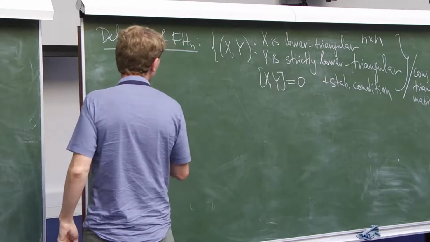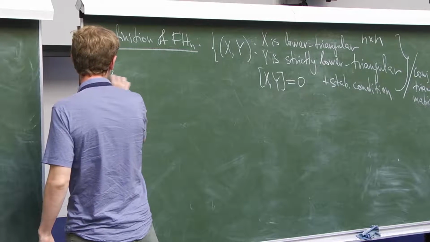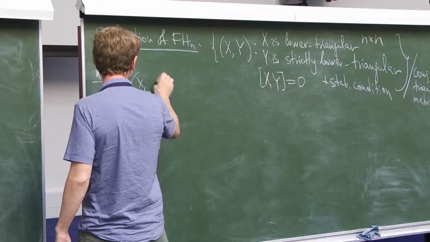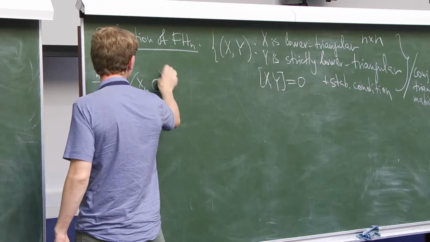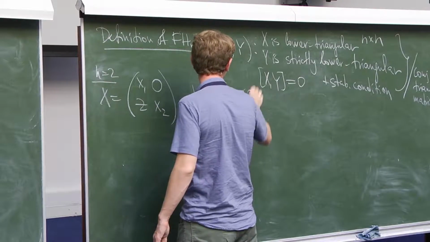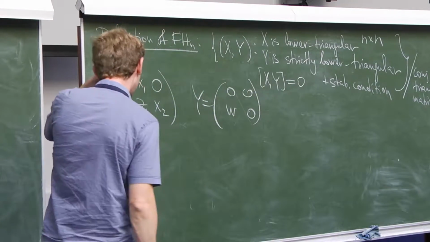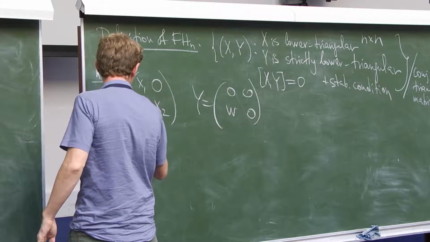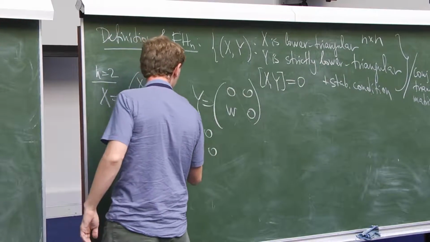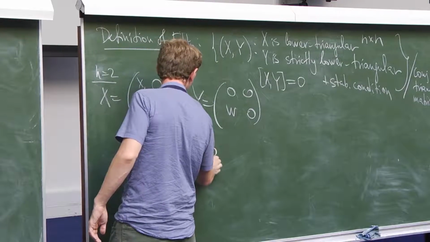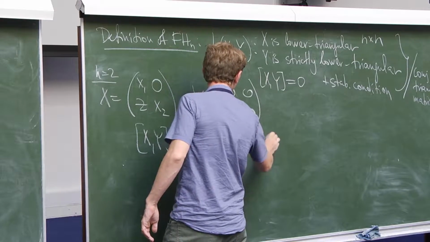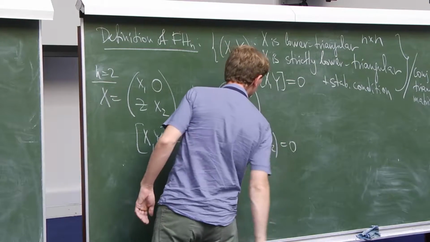So example, let's say for n equal to 2, we have X, which is x1, x2, 0, z, and Y, 0, 0, 0, w. So the commutation relation says that I have 0, 0, 0, and here w times x1 minus x2. So this is my equation: w times x1 minus x2 is equal to 0.